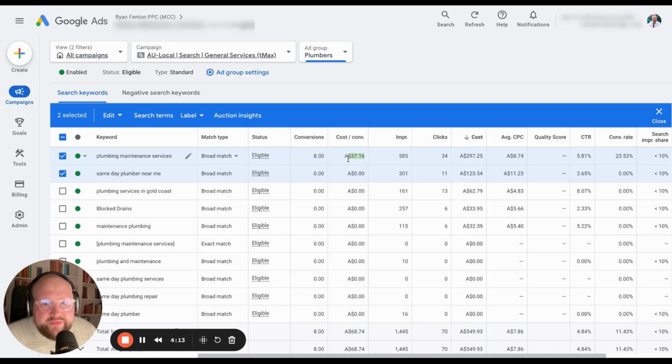Not too bad, $37. But look at that cost per click. When you consider that this is actually in the plumbing niche, people are expected to pay like $15, $20 a click. Average CPC prices can be ridiculous. So the fact that I'm seeing this under $10 is crazy to me. And we've got a decent click-through rate, just under 6%. I don't mind that. Conversion rate is looking really, really good. But this is what can happen when you bid on broad match.